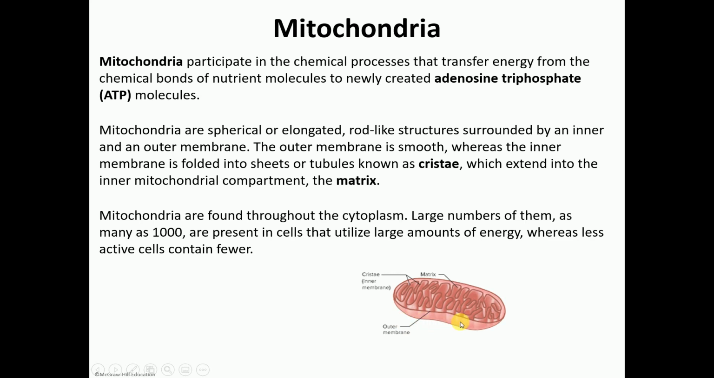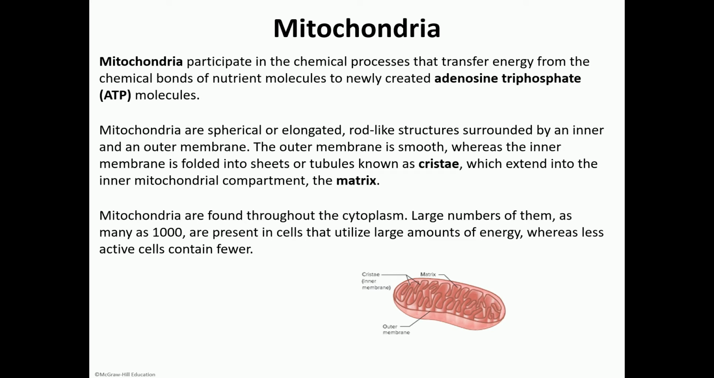It has an outer mitochondrial membrane, an inner mitochondrial membrane that has all of these shelves, and these shelves are known as crista. And then there's a matrix on the inside, kind of like a gelatinous material. These crista is where most of our ATP is being generated. Depending on how much energy each cell needs, the number of mitochondria can vary.